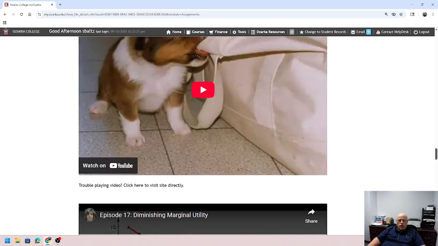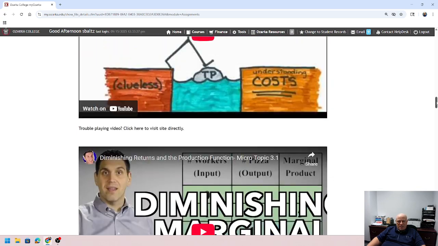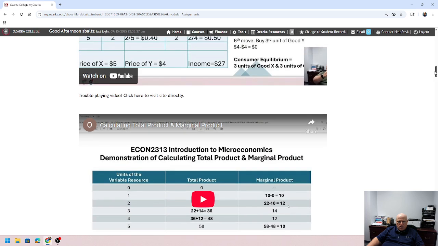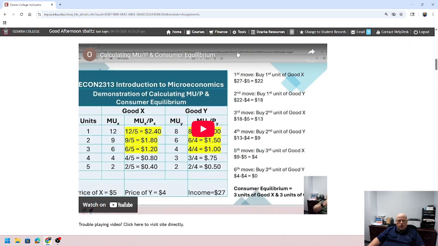But also, in order to help you complete those tables and those calculations, I've included some videos here at the bottom of the page. There's one called Calculating Marginal Utility Over Price, or Marginal Utility Per Dollar, and Consumer Equilibrium. If you're not sure how to calculate marginal utility per dollar, and how to use those numbers to figure out the consumer equilibrium point, then watch the video that I've posted for you.